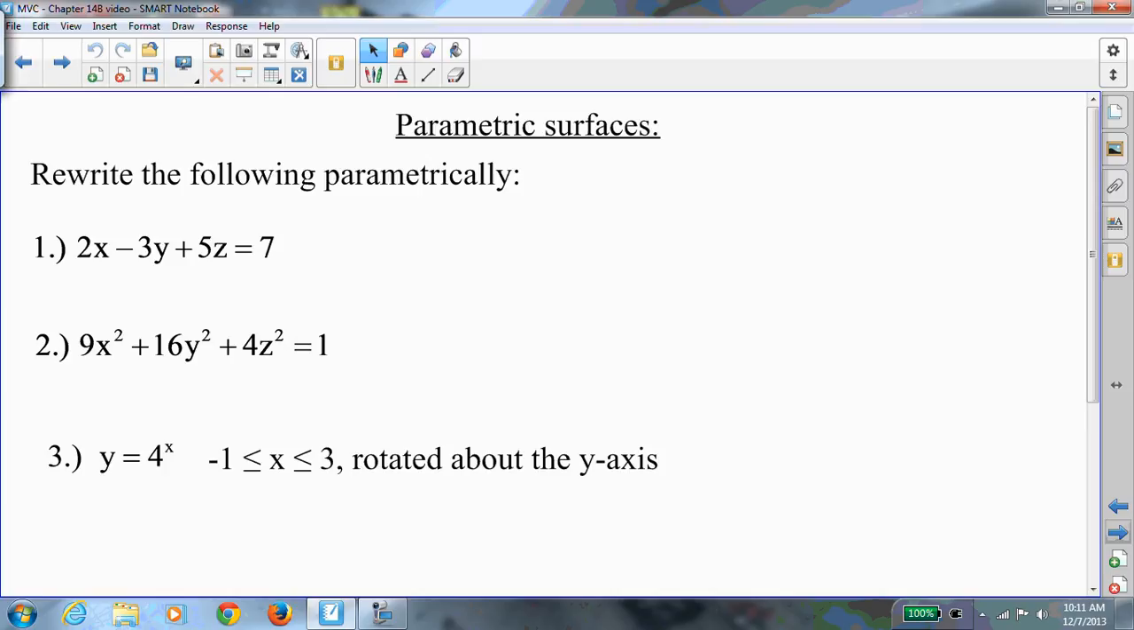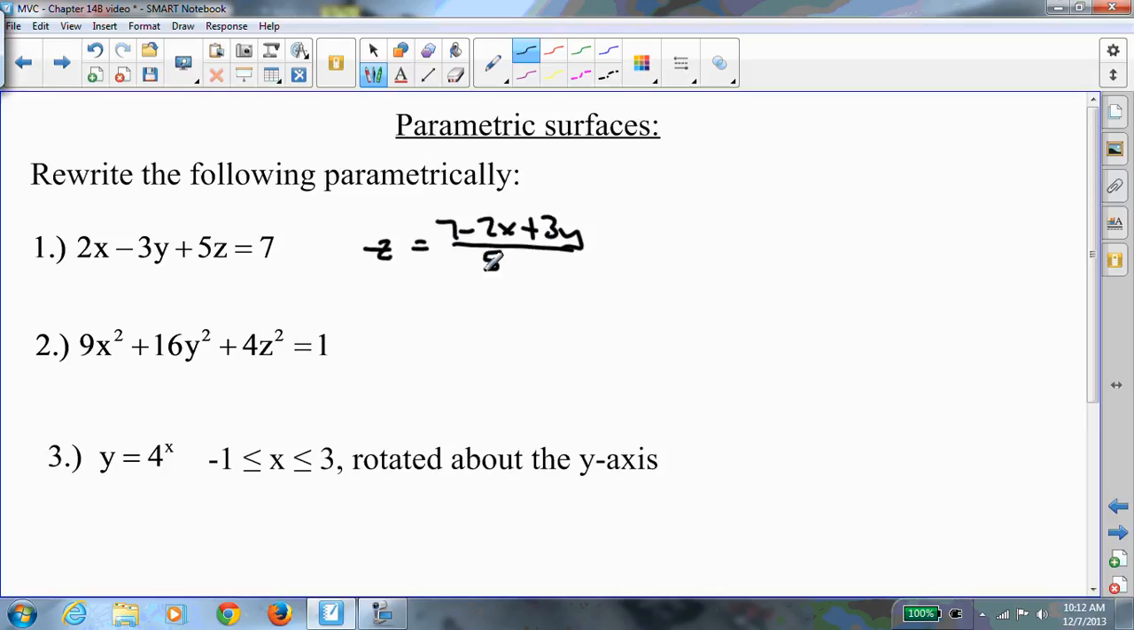So I'll start by reviewing how to write different things into parametric mode in case we need them. These are 3 examples similar to the ones that we did in the homework. Basically, what you have to do is define this in terms of 2 variables instead of 3 variables. So for example, with a plane, you could let z equal 7 minus 2x plus 3y all over 5. And then you could use x and y as your 2 parametric variables instead. So r of xy would equal x, y, and then z in terms of x and y, 7 minus 2x plus 3y all over 5.